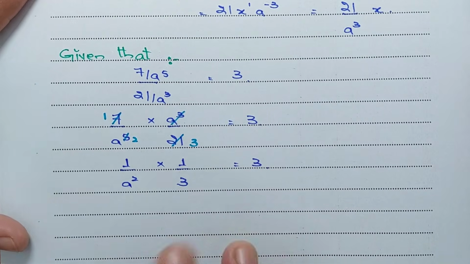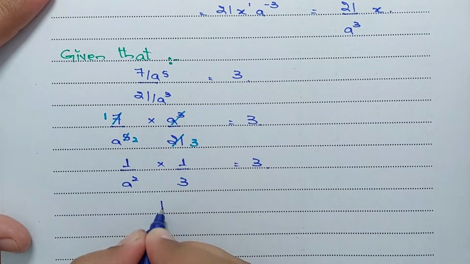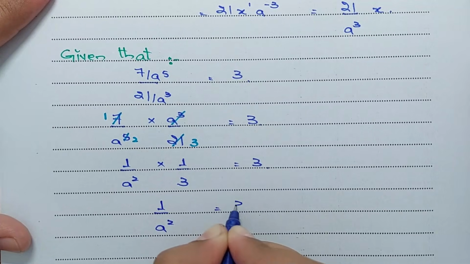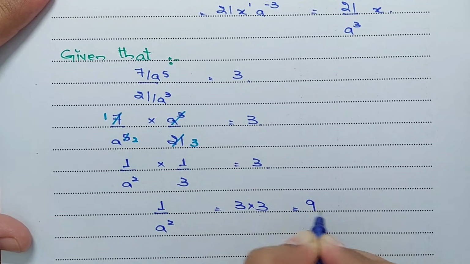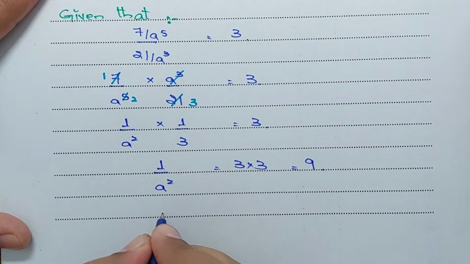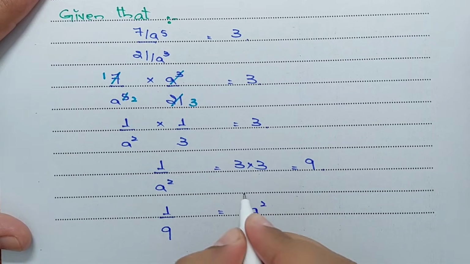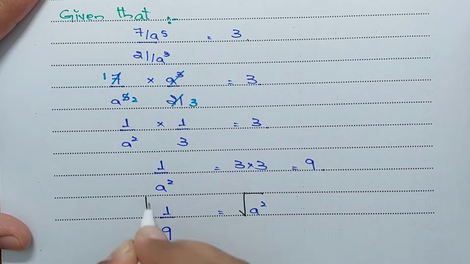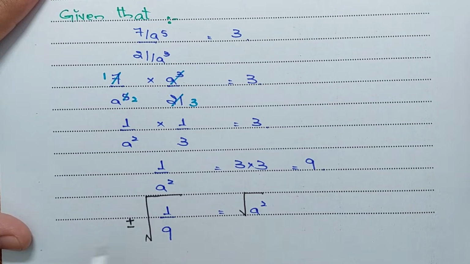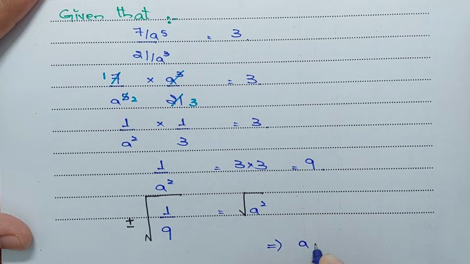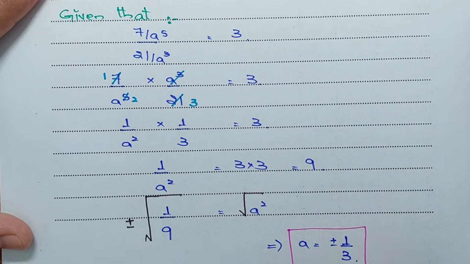Okay, now we have to cross multiply. 1 over a squared is 3 times 3, which equals 9. Taking the reciprocal on both sides, 1 over 9 equals a squared. Now taking the square root on both sides, and whenever we apply the square root on both sides, it is plus minus. This gives you a equals plus minus 1 over 3. So these are the two possible values for the constant a, which is plus minus 1 over 3.